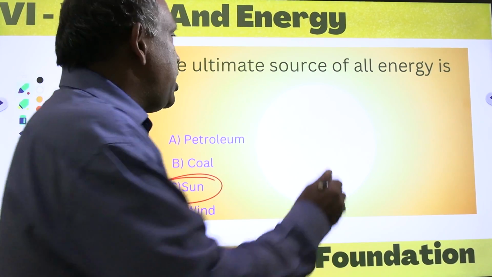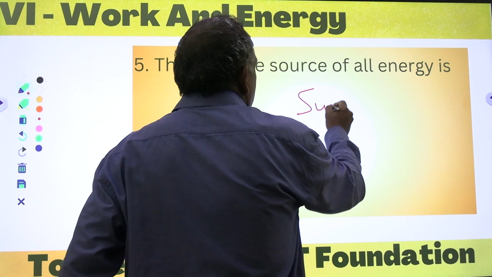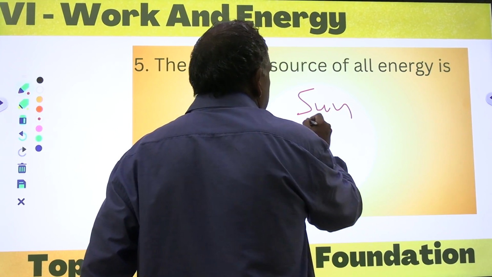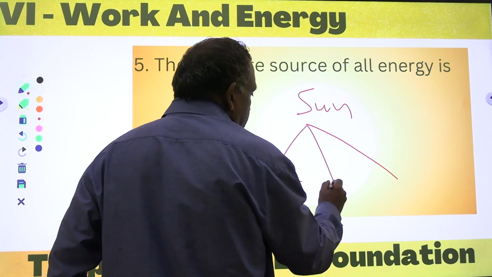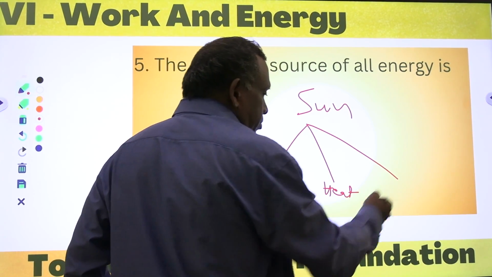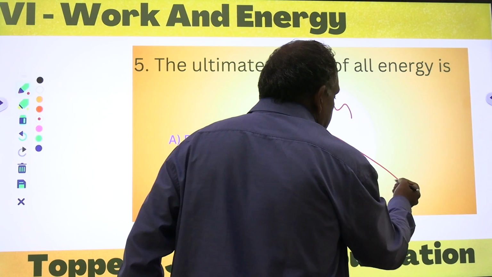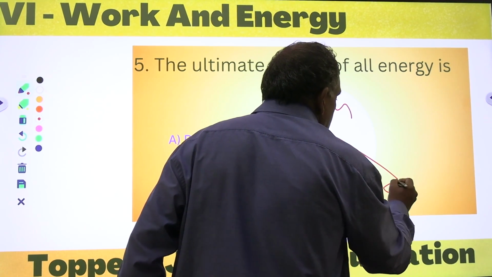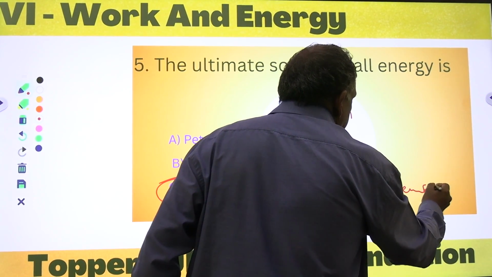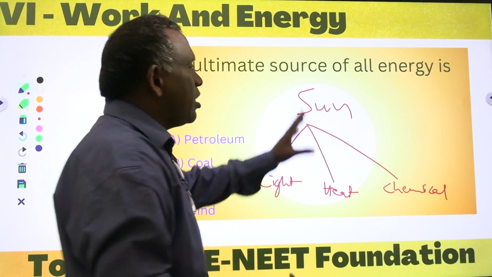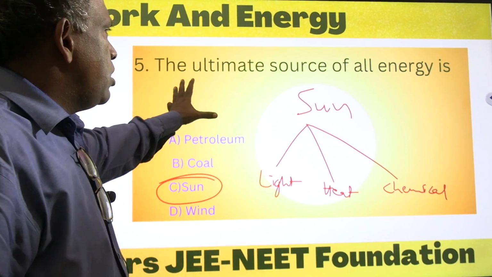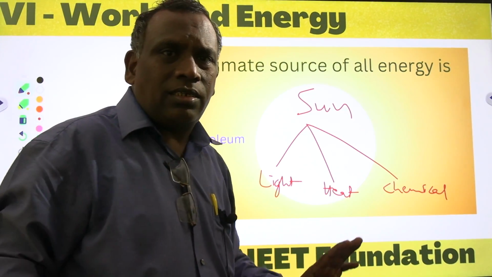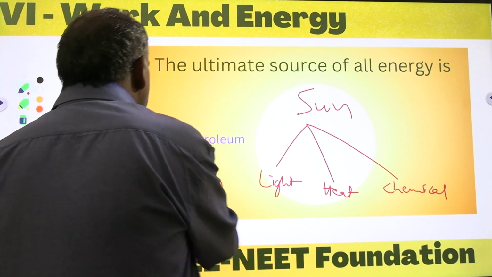The sun is the main source. From the sun only, all different energies will come. You take light energy or heat energy, or other chemical energies like the photosynthesis process, etc. All these energies are coming only from the sun. The sun is the source of all energies, so that's why the answer is sun.